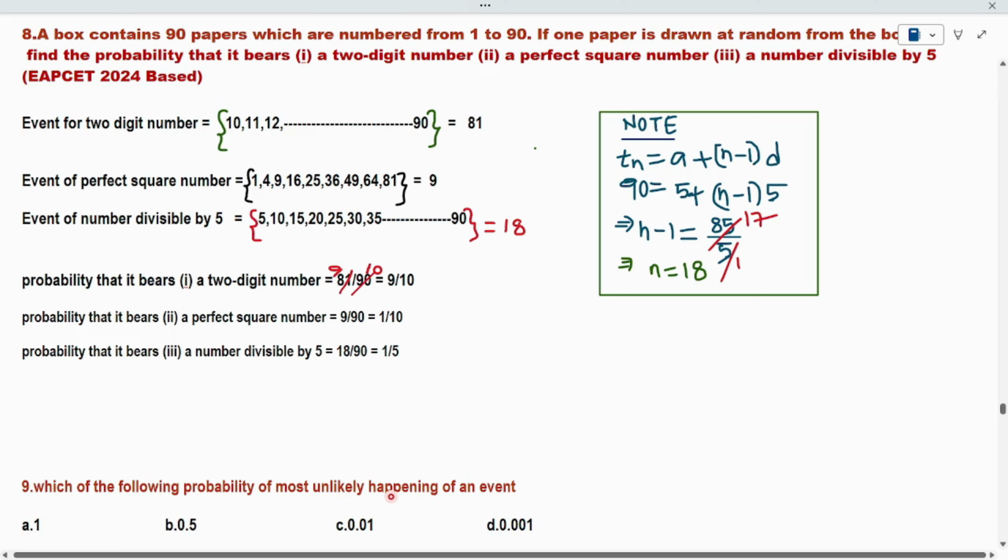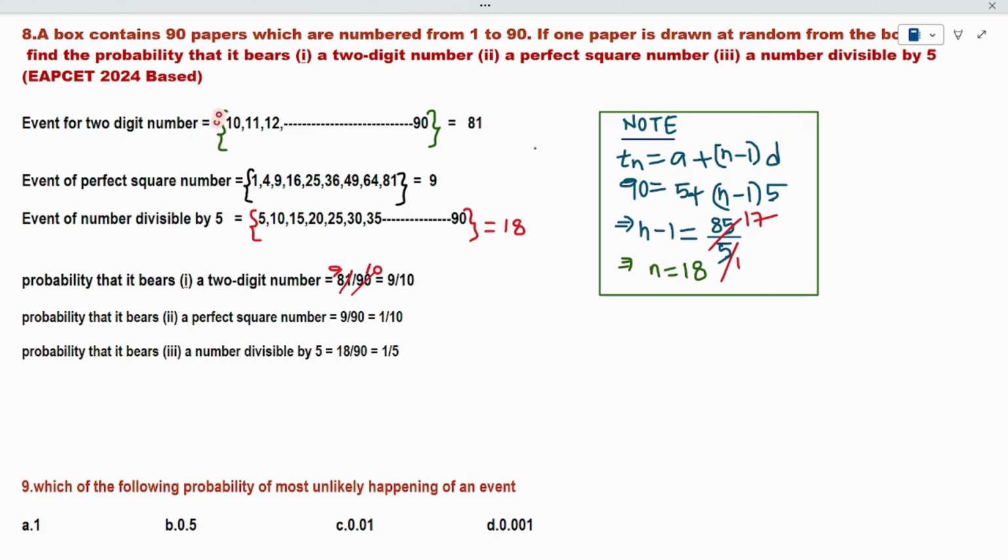Question number 8. A box contains 90 papers which are numbered from 1 to 90. If one paper is drawn at random from the box, find the probability that it bears a 2-digit number, the probability of a perfect square number, and the probability of a number divisible by 5. Total 3 questions are asked here. I have 90 papers, each written as 1, 2, 3, 4 and so on up to 90. I shuffled the 90 papers and kept them in the box.